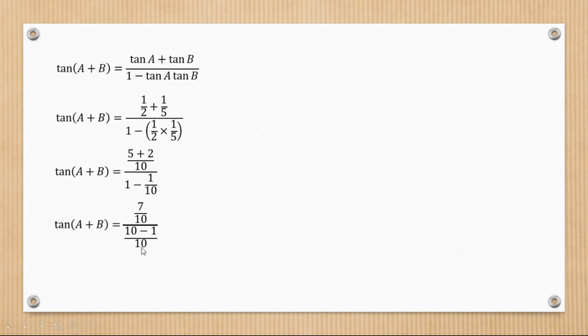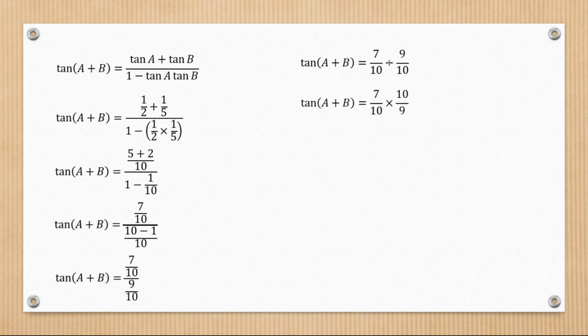Then at the bottom, when you find the LCM, we'll have 10 minus 1 over 10, which is 9 over 10. So we'll have tan of A plus B equal to 7 over 10 divided by 9 over 10. We can change that division sign into a multiplication sign, and we'll have 7 over 10 times 10 over 9, which is equal to 7 over 9. So tan of A plus B is equal to 7 over 9.